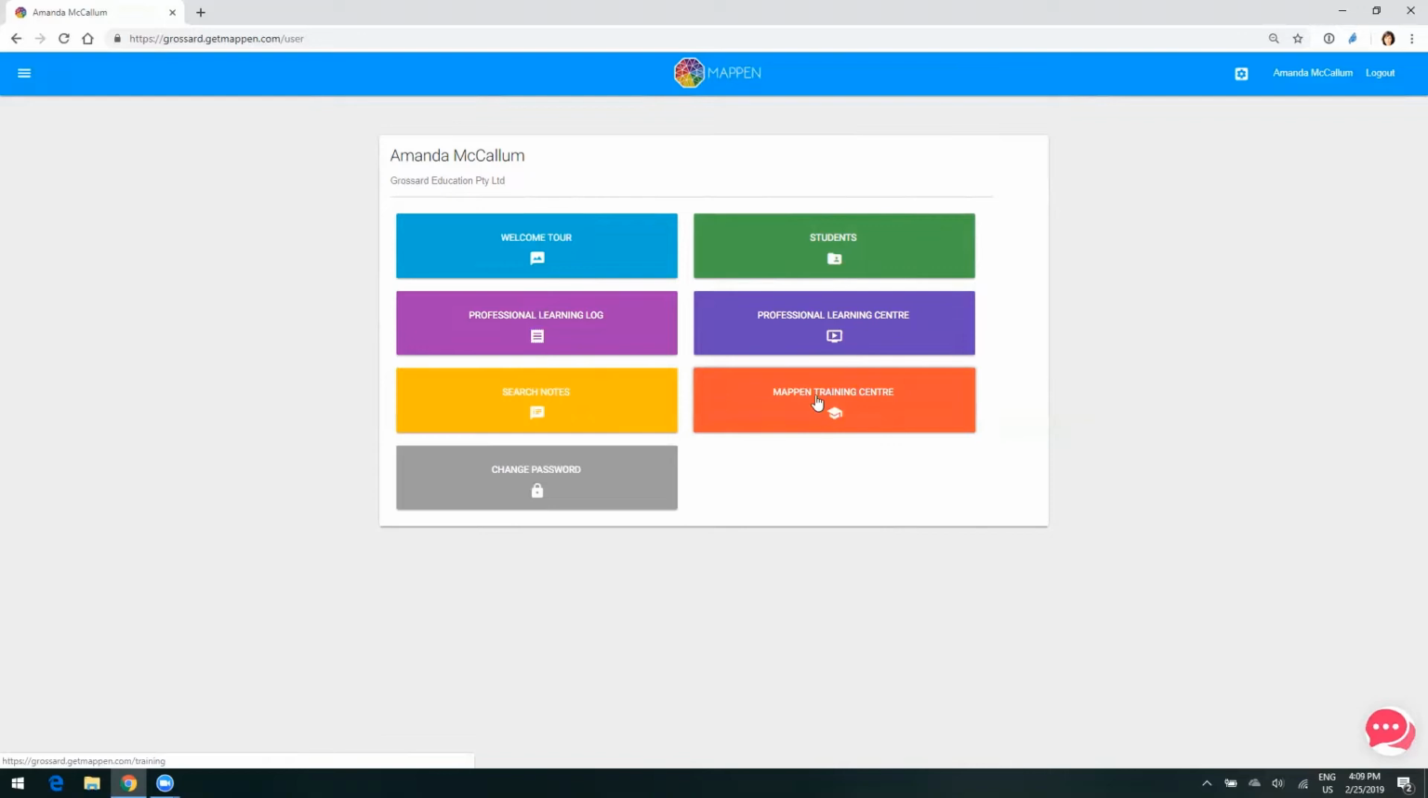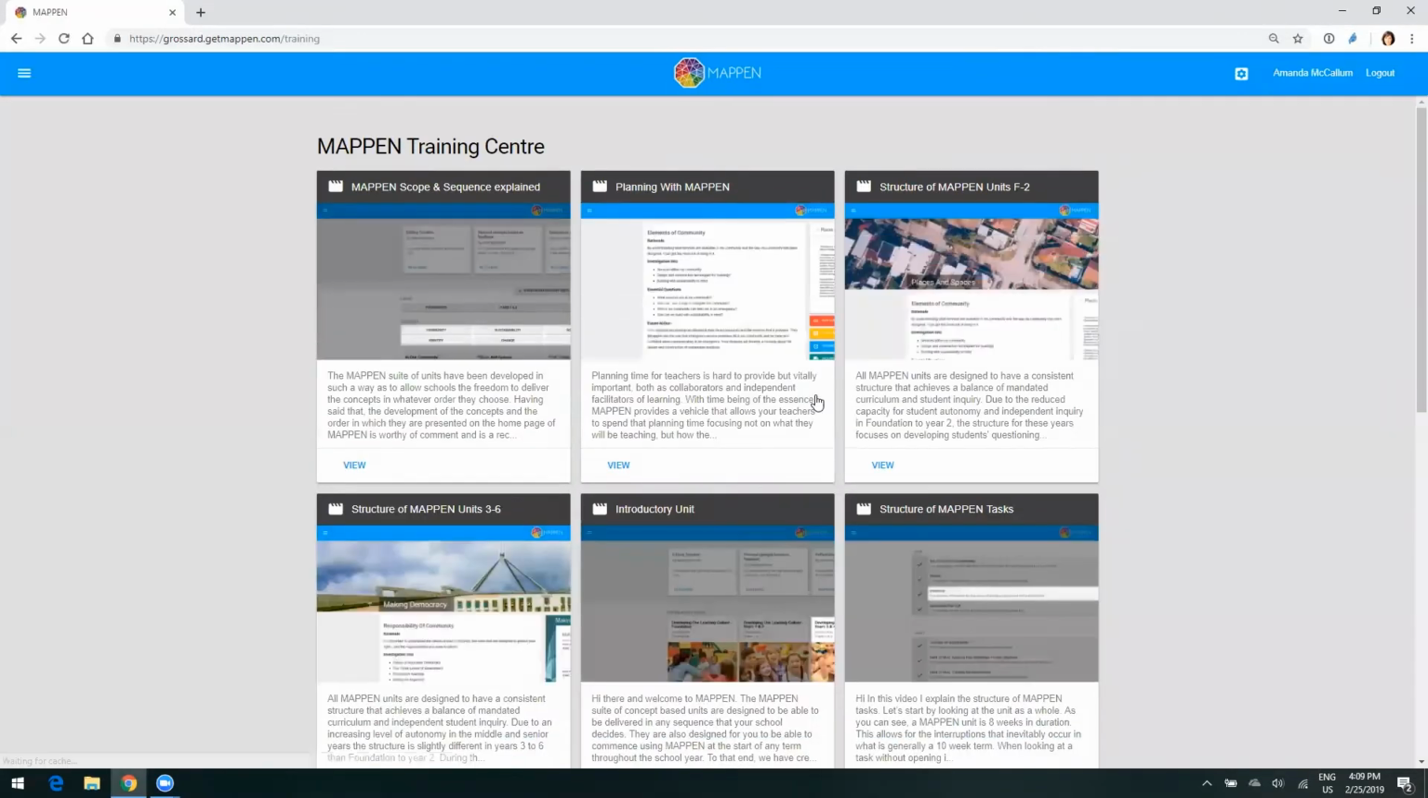I'm just going to briefly open that, because what I'm talking you through today are the features of MAPPEN. Each of the things that I talk you through are replicated in this MAPPEN training session. So if, for example, I talk you through how the scope and sequence works, and you can't quite remember anything I was saying, you will find an explanation of that in the MAPPEN Training Centre. So this is a really important place for you to remember, and that was in your portal.